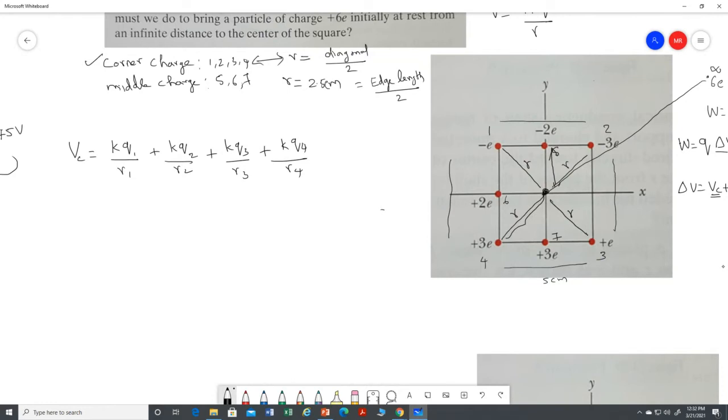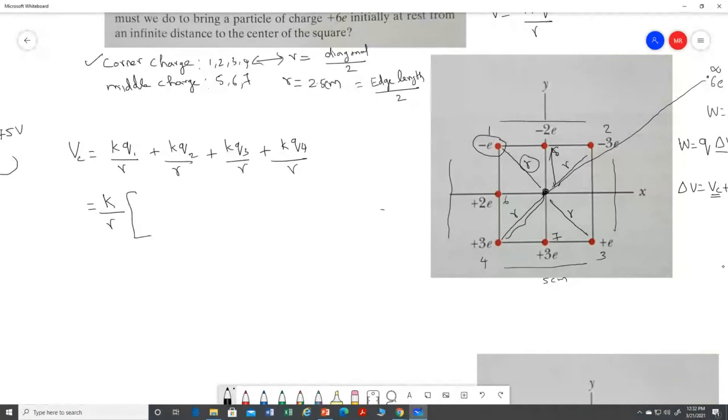What is the value of Q1? Minus E. Okay, now you can see for the corner charge, your R is exactly the same. Am I right? So I can just write the R value once. It's very easy. No need to write it for each, otherwise you will get confused. So K over R is the common term, so I can take it out.